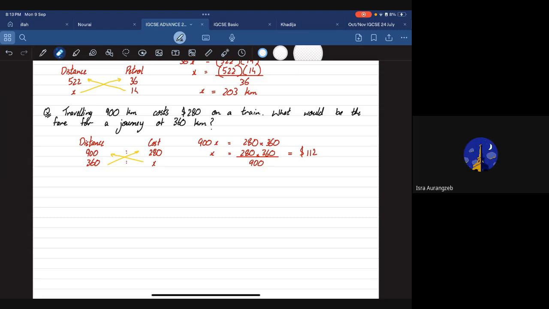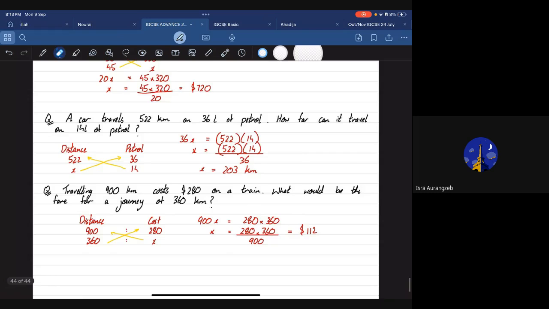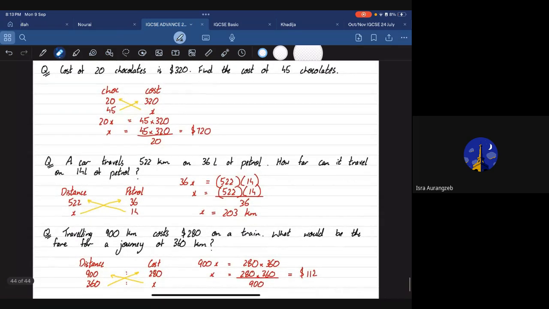Sir, Mursal was asking, is it important to cross multiply in the unitary method? Who was asking? Mursal. Okay, okay.